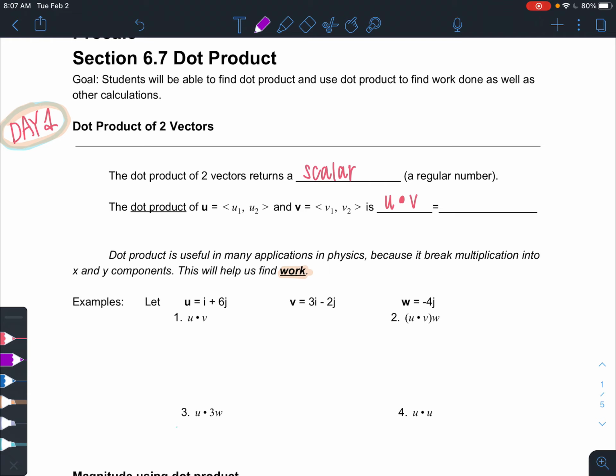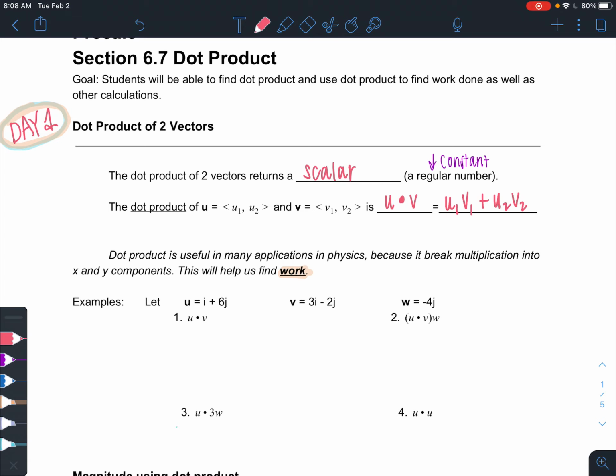So the dot product of two vectors returns a scalar, which if you remember from your last notes, it's just a regular number, a constant to be more specific. All right, so if we have the dot product of u and v, where you have our components written there, it's going to be u dot v is equal to our first component of u times our first component of v plus our second component of u times our second component of v.